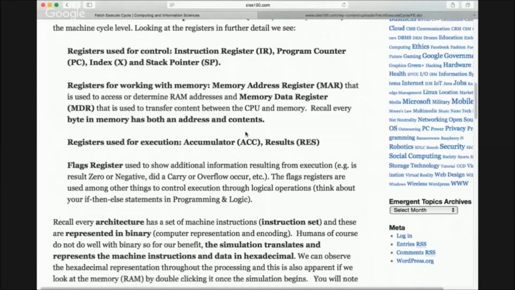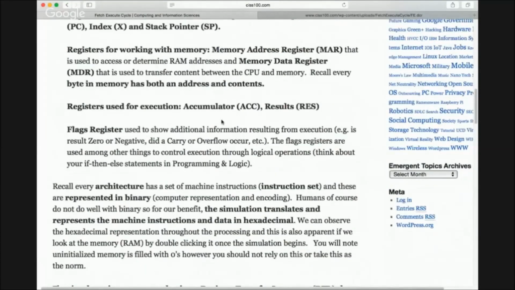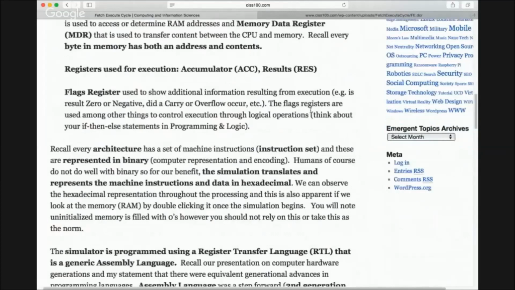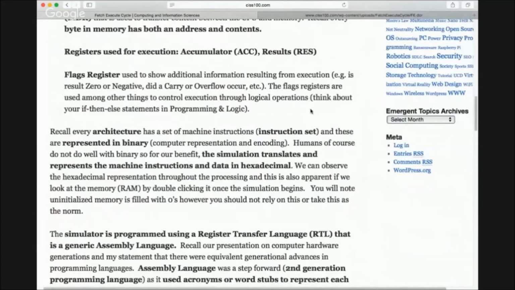I have two registers used for execution: the accumulator, shortened for ACC, and the results. And I also have flags registers, because again, the arithmetic logic unit is performing arithmetic operations, but I also need to control execution. And you see this if you're taking programming and logic: if, then, else. You're choosing between two execution paths. Well, how does this actually take place? Well, if A is greater than B, then do this, else do something else.